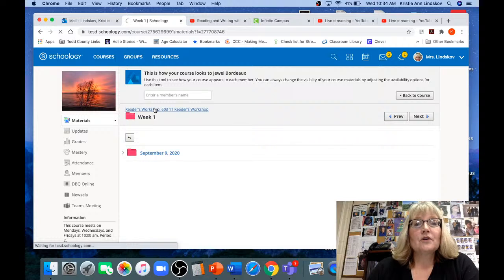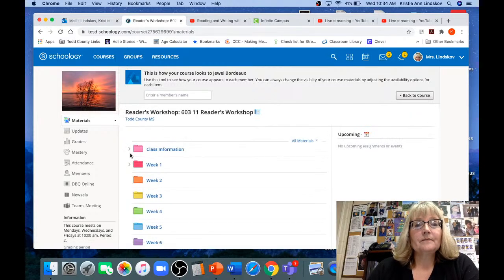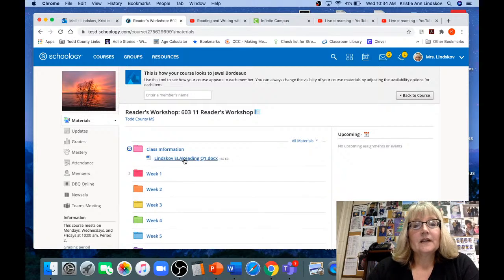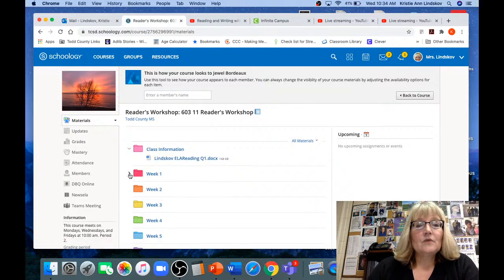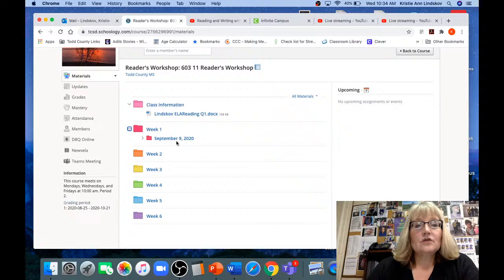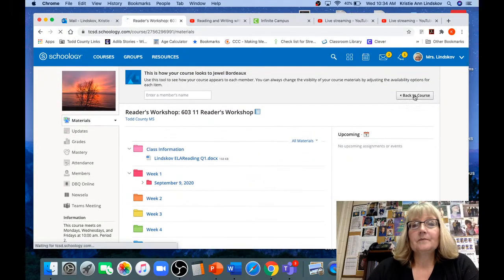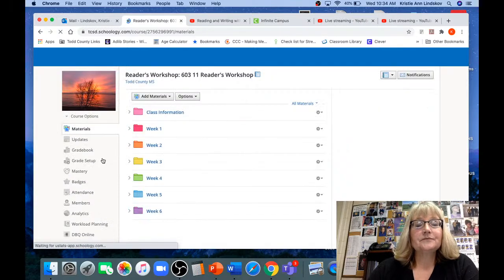Okay, so we're going to go back to Reader's Workshop once again, and some of the things that we're going to go over Friday are going to be in class information. And what I have in here is the syllabus for reading, and then in writing, I have the writing syllabus. So we're going to figure all this out. But in week 1, now I'm going to get out of the student view, and I'm going to go back to my course.